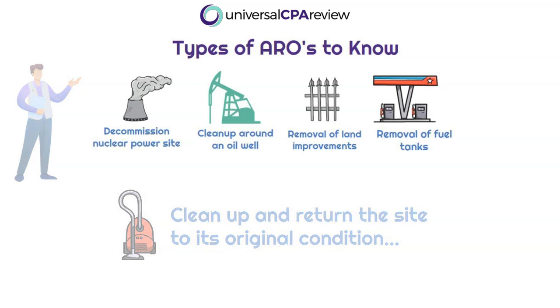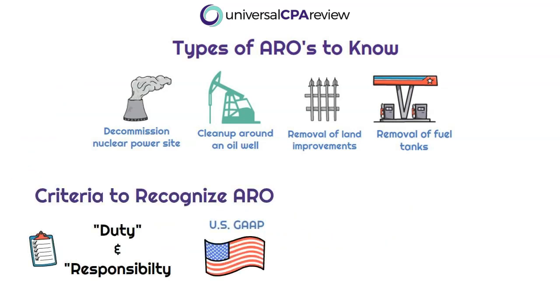back to its prior condition. Now, under US GAAP, there's some really specific language for when a company should recognize an ARO liability. But it all comes down to really 2 key words: duty or responsibility. If a company has the duty or responsibility to put the land back to how it was, and they will incur a cost to do so, that will trigger an ARO liability. And under US GAAP, the company would recognize this liability on the balance sheet.